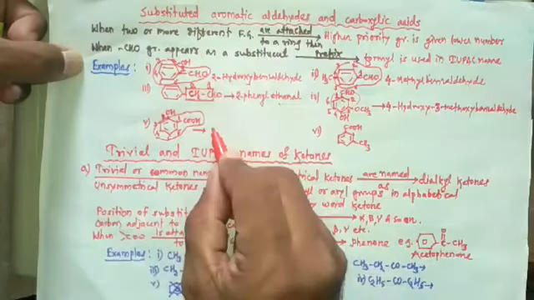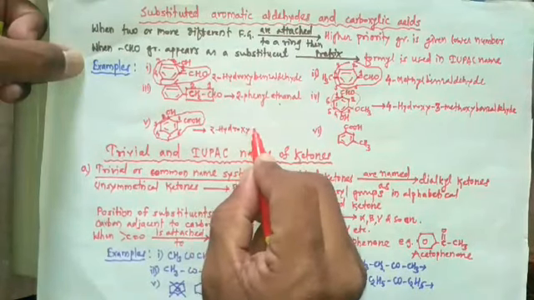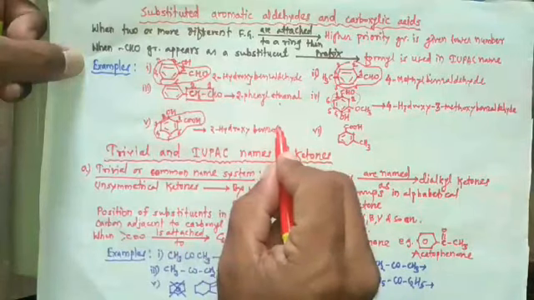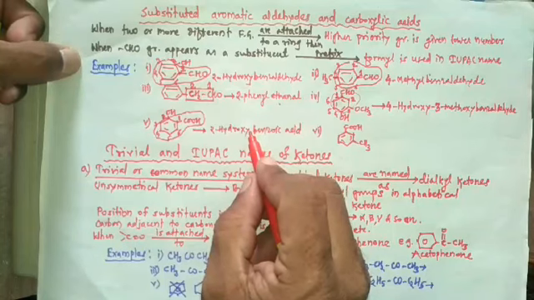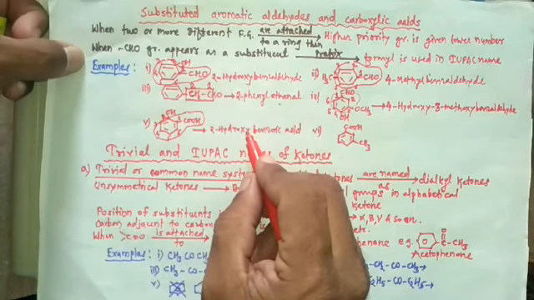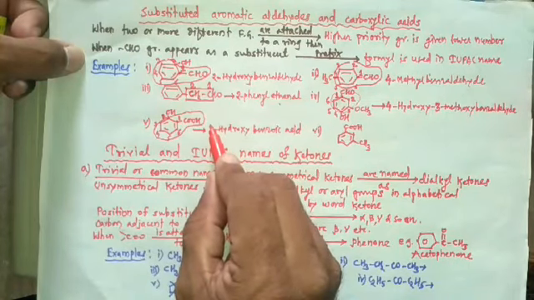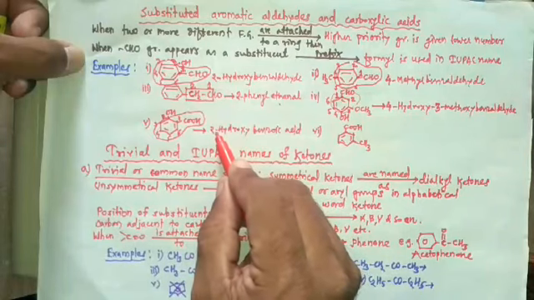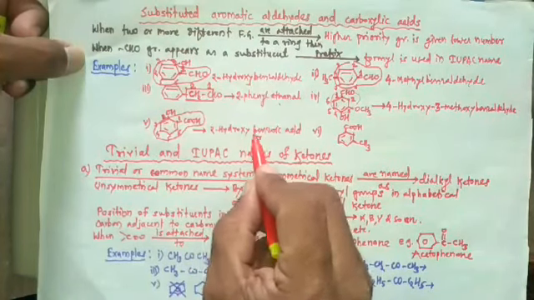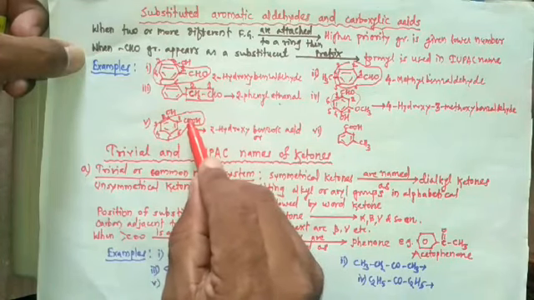That's why its name is 2-hydroxy benzoic acid. So this is the IUPAC name of this compound. Its another IUPAC name is 2-hydroxy benzene carboxylic acid.